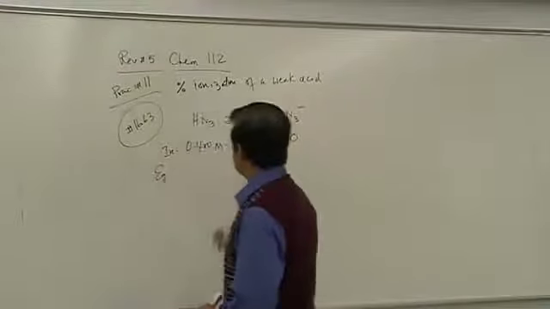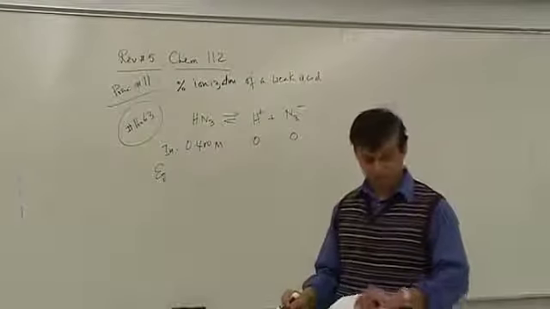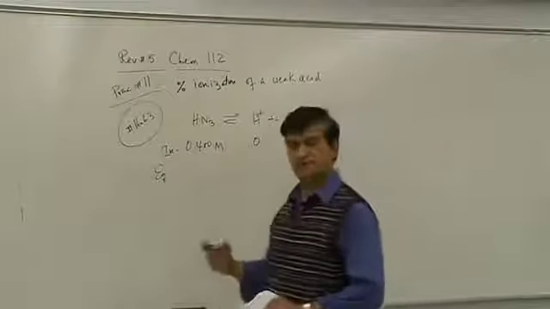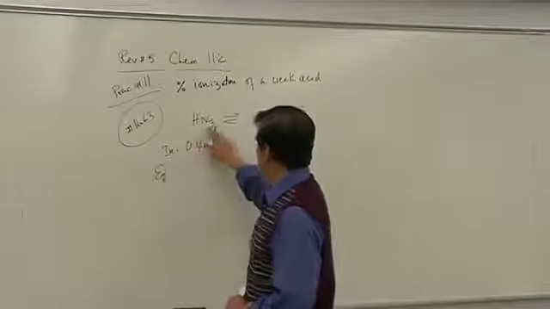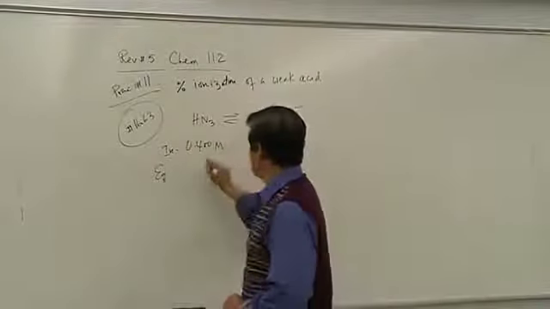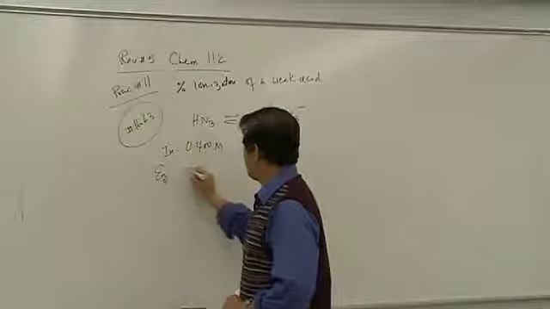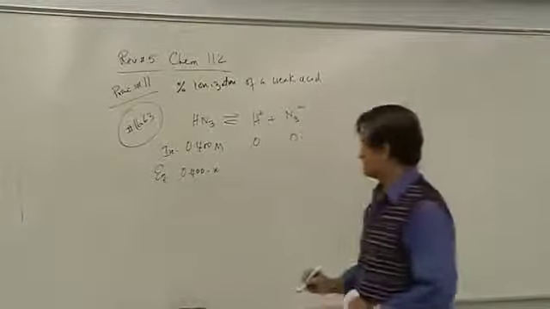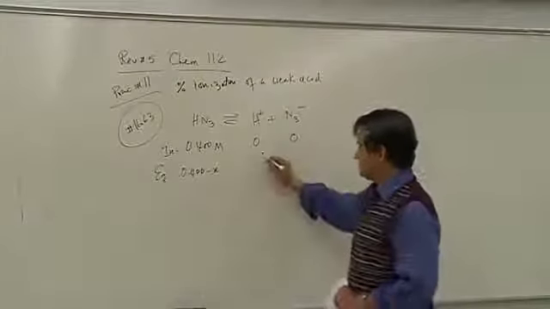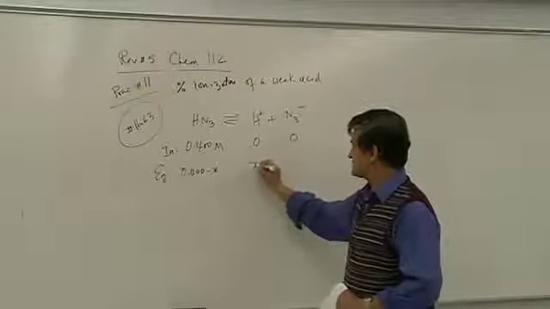At equilibrium, since this is a weak acid, 100% would not break down. Only part of this would break down. If I say that X of this broke down to H plus and N3 minus, then left over would be 0.400 minus X. Then how much of H plus would come out of that? It would be X and X.